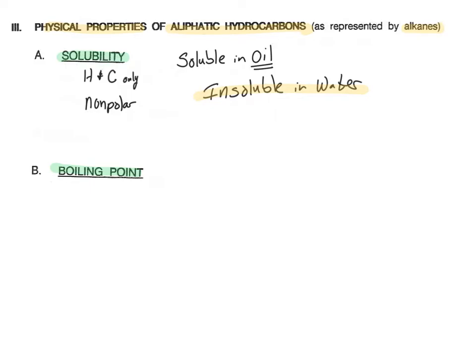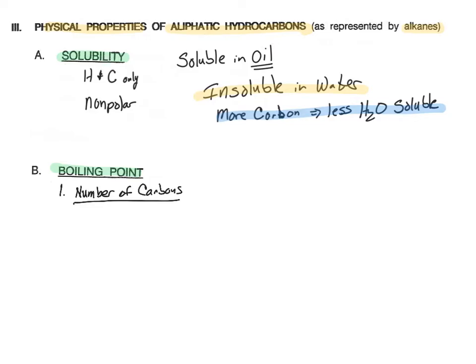For the moment, you should understand that all hydrocarbons are insoluble in water and are soluble in organic solvents, and that they follow a general trend. The more carbon there is, the less soluble in water it is. Now, let's focus on the boiling point. We want to look at two major characteristics. One is the number of carbons present, and the second one is how those carbons are attached, what we call branching.